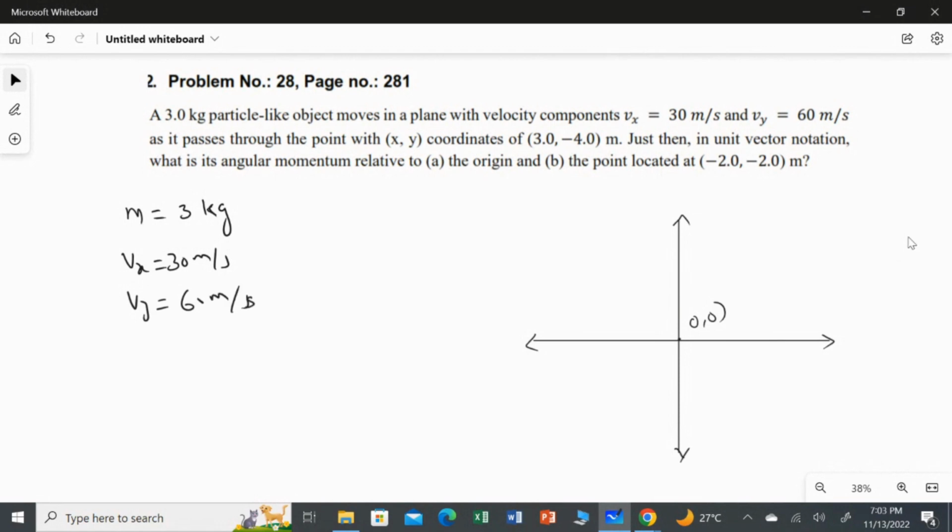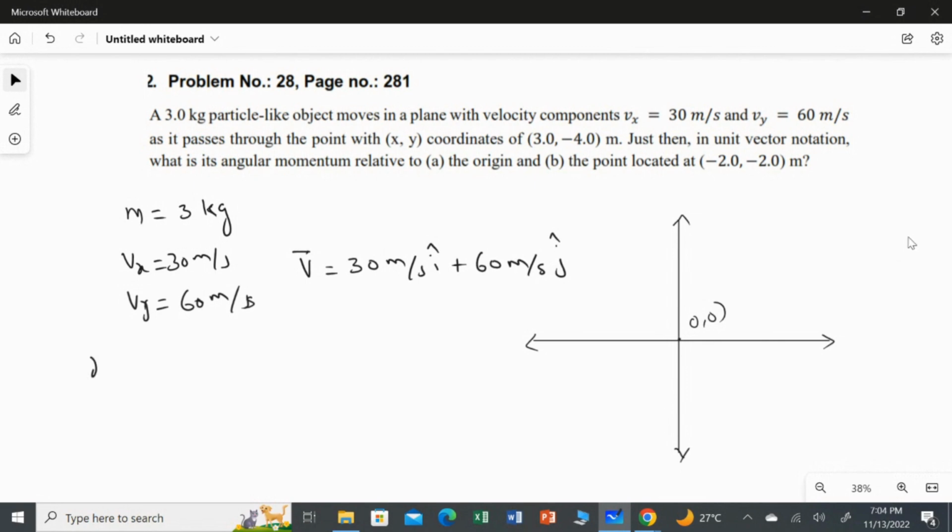So if you want to write the vector equation for this velocity, the vector equation is equal to 30 meter per second i cap plus 60 meter per second j cap. Clear? Because they mentioned the components, right? So that's why I wrote this equation in vector form, because this question is related with angular momentum, which is a vector quantity, so we have to deal with vector notation. Clear?